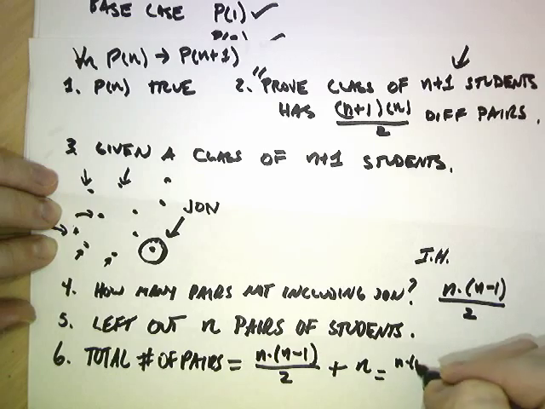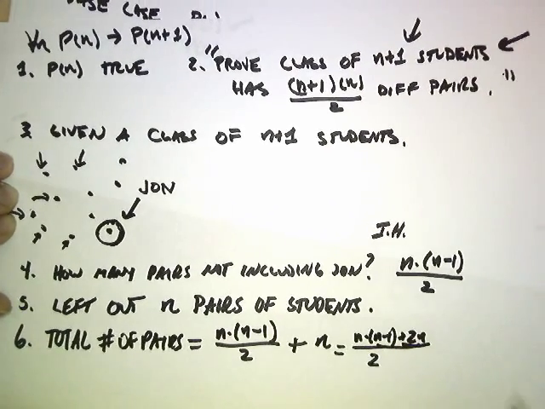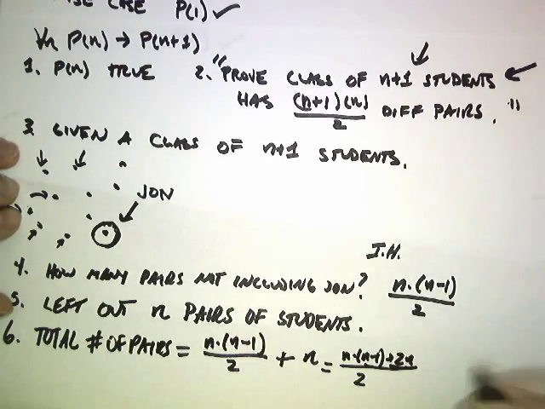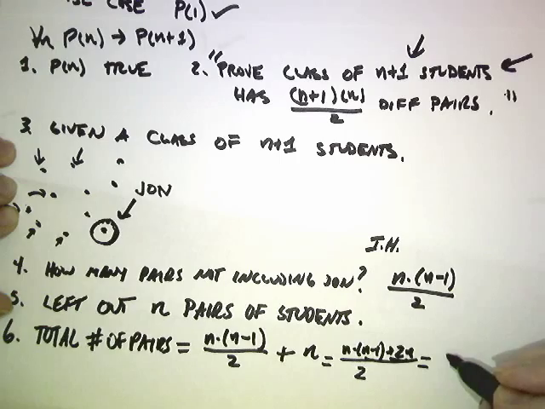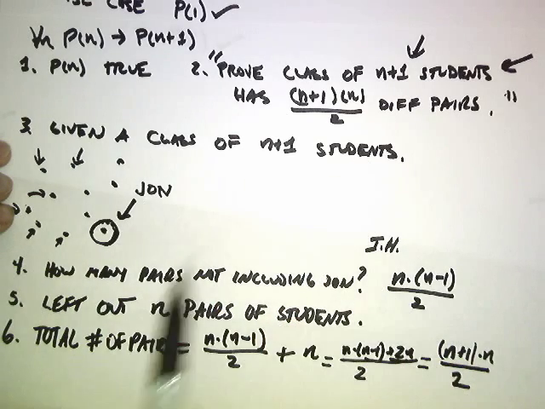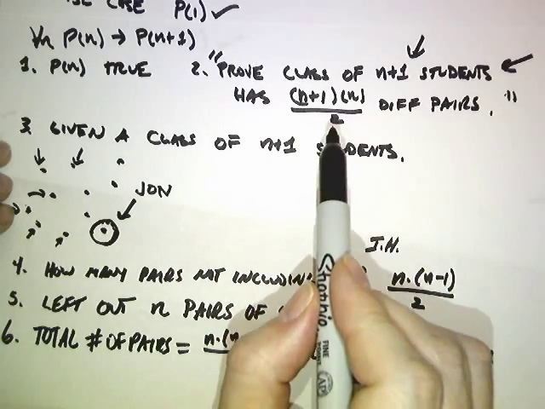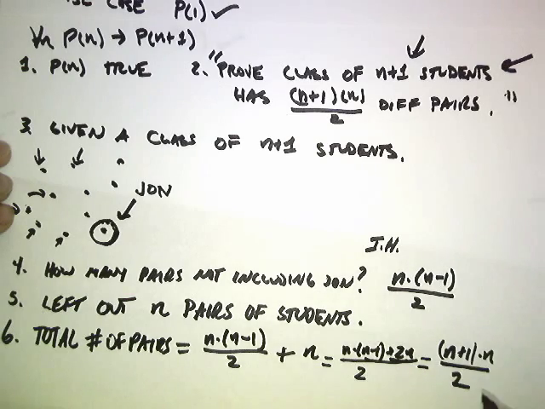This equals n times n minus 1 over 2 plus 2n over 2. I'm putting it over a common denominator. And if you simplify this one step further, this is equal to n plus 1 times n over 2. So, given a class of n plus 1 students, we proved that there are n plus 1 times n over 2 different pairs of students. But that's exactly what we needed to prove up here, that given a class of n plus 1 students, there are n plus 1 times n over 2 different pairs. So this completes the inductive step and the proof.